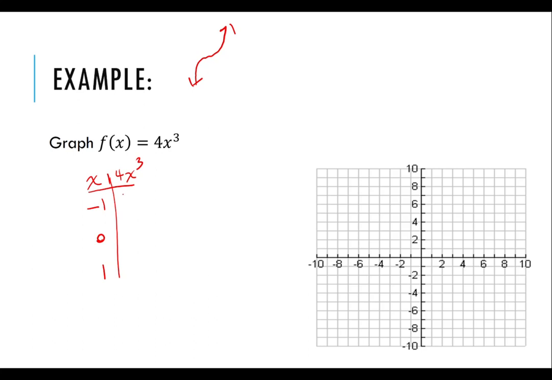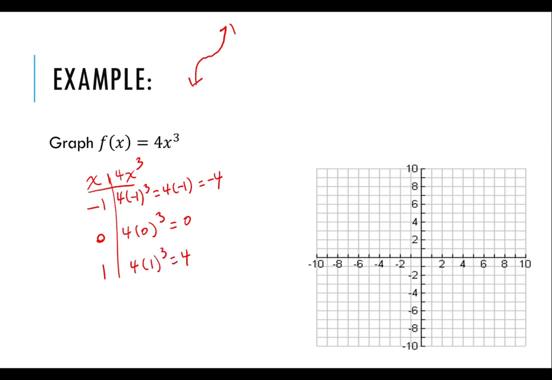That is negative 1 quantity cubed. 4 times negative 1 quantity cubed. That's really 4 times negative 1, or negative 4. Then 4 times 0 cubed. That's just 0 times 4, or 0. And then 4 times 1 cubed. That's just 4 times 1, or 4.